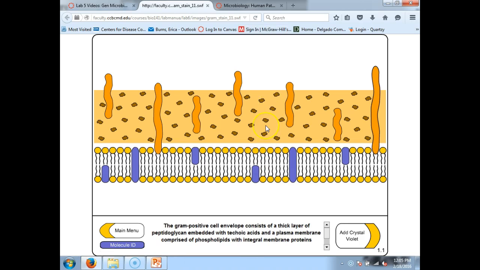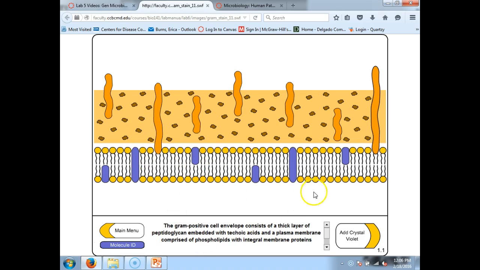Okay? It's mostly structural support, and it's why we see the different shapes, why we see a cocci or a rod. But the main function of that cell wall is to keep the cell from bursting under osmotic pressure. When water comes rushing into the cell, it keeps it from bursting.